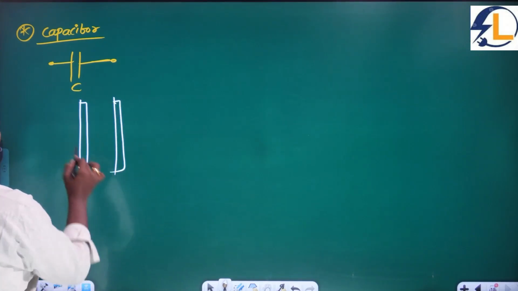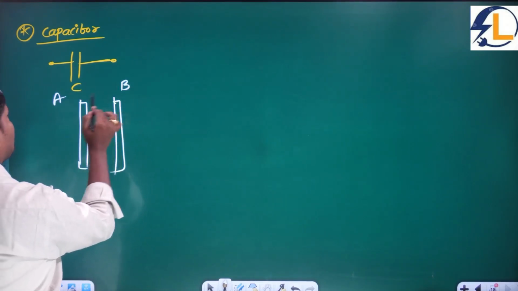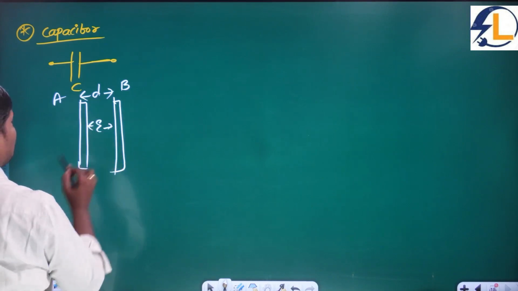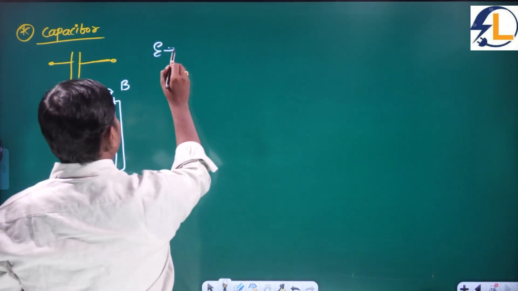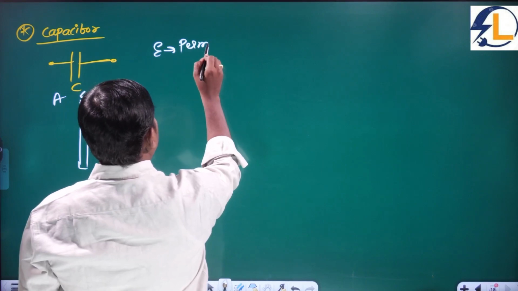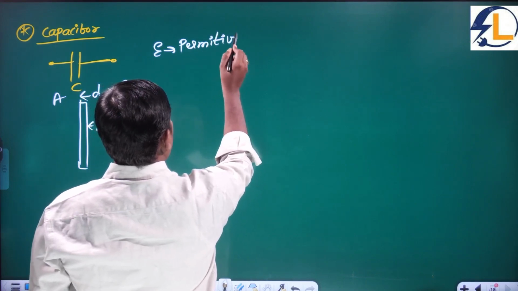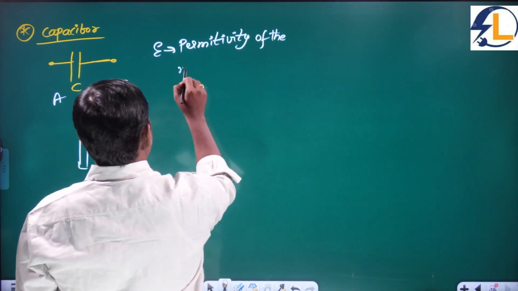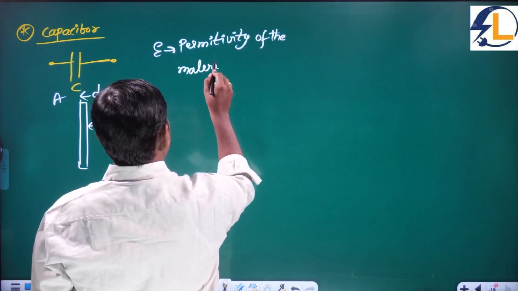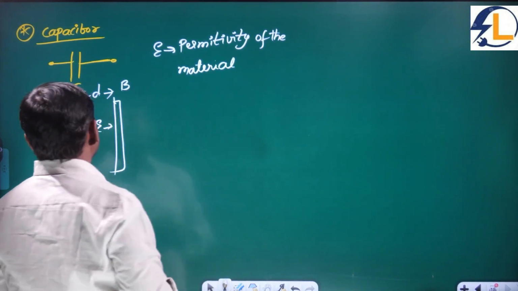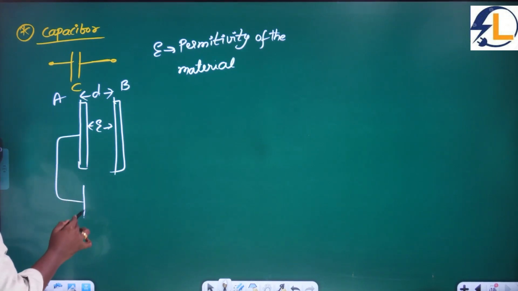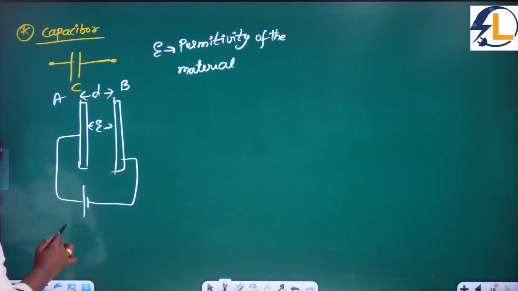Let plate A and plate B be separated by a distance d, and epsilon is called the permittivity of the material. The plates are separated by distance d, and now I am applying a 5 volt battery.